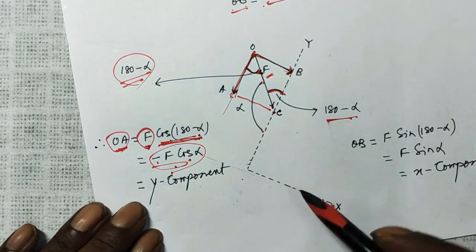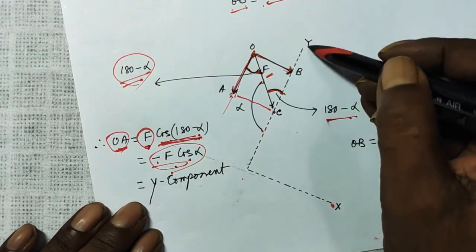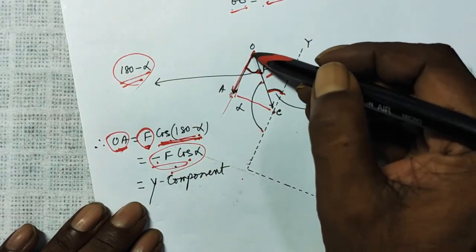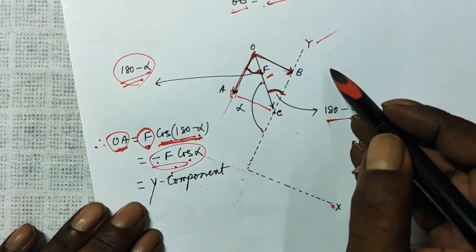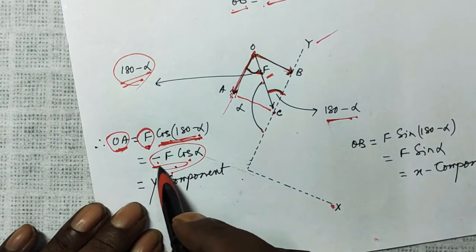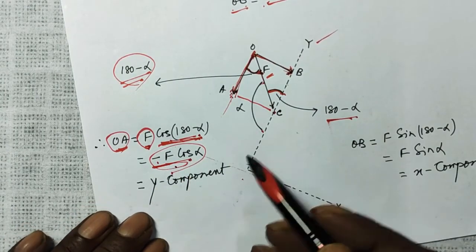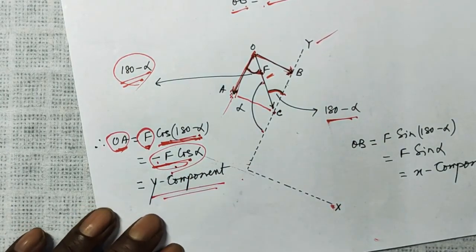Means positive y-axis is this way, and this one is opposite to the positive y-axis. Therefore, it is minus F cos alpha. That is what the meaning. So that is the y component.